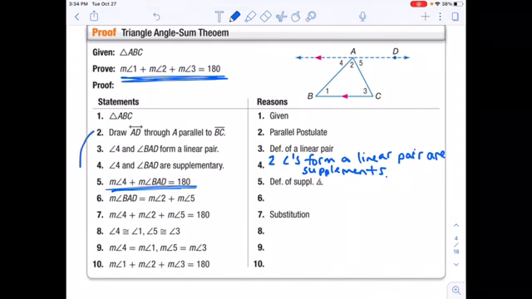Now, most of the time, I would say you would probably, in your brain, skip straight from step 2 to step 5 and not even realize 3 and 4 were going on in the background. So just keep that in mind.